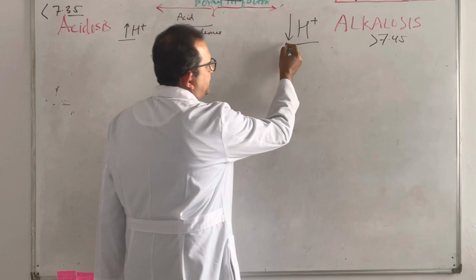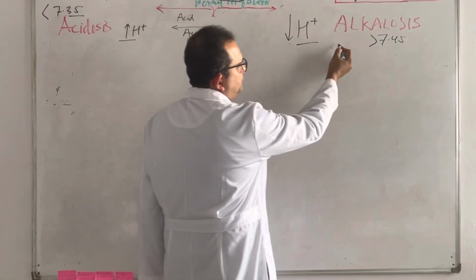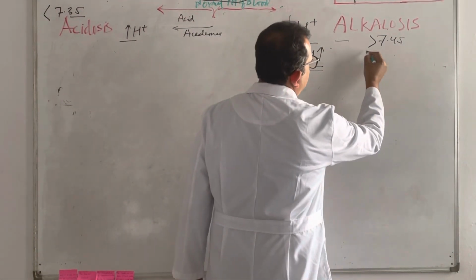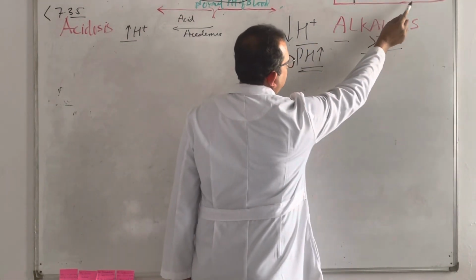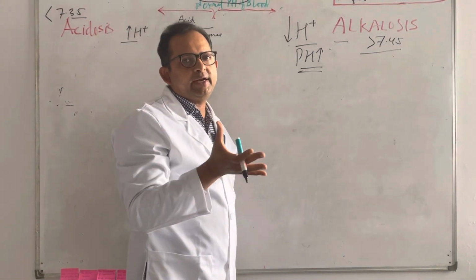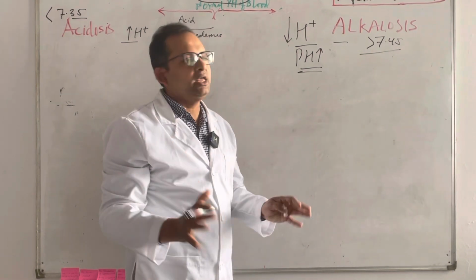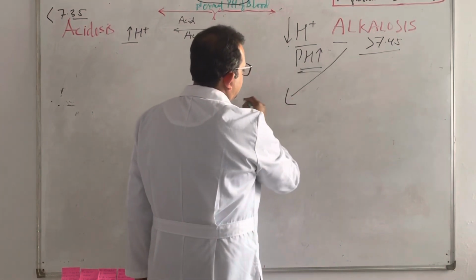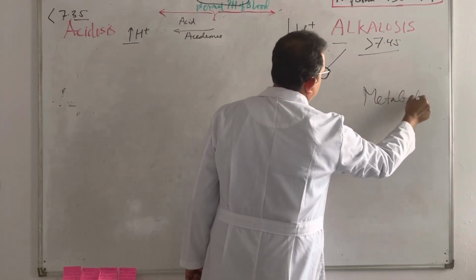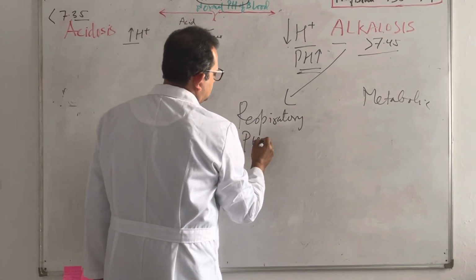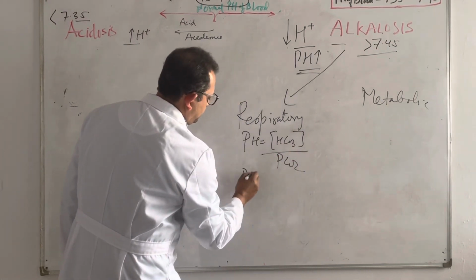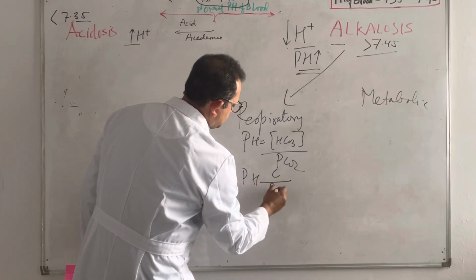So if we look at the H plus, if the H plus ion decreases, then it will be alkalosis and pH will increase. So if the pH is more than 7.45, where normal pH is 7.35 to 7.45, we can clearly tell by looking at the ABG report that it's definitely nothing but alkalosis. Now the question comes: either respiratory or metabolic. So again, pH is equal to HCO3 by PCO2, pH constant by PCO2.